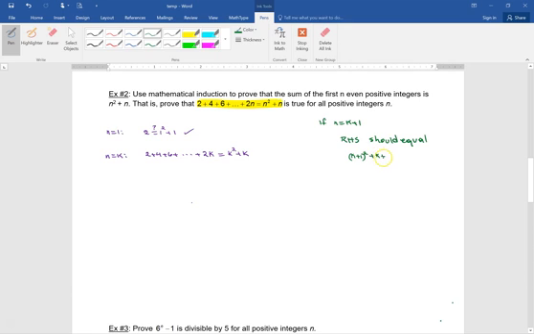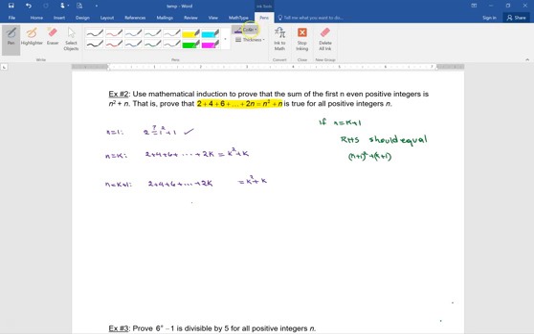Right. Now, let's see if that is what this is going to equal. All right, so we're going to do what we did before. I'm going to add an additional term to my list here. So for n equals k plus 1, 2 plus 4 plus 6 plus ... plus 2k. And on this side, I have k squared plus k.